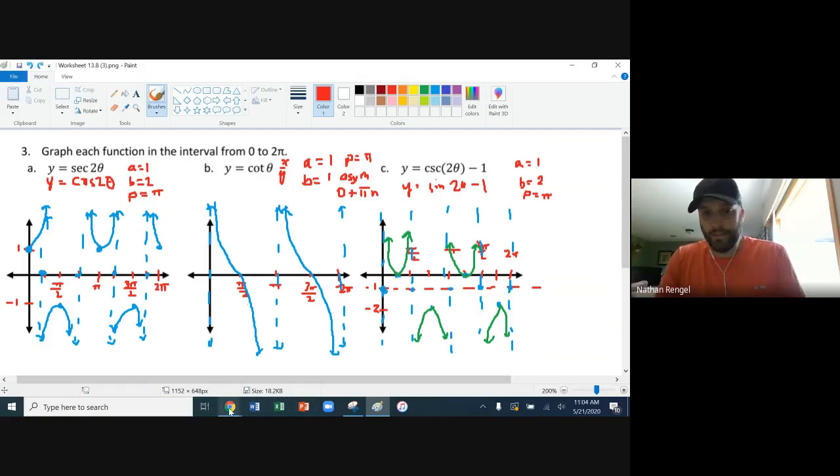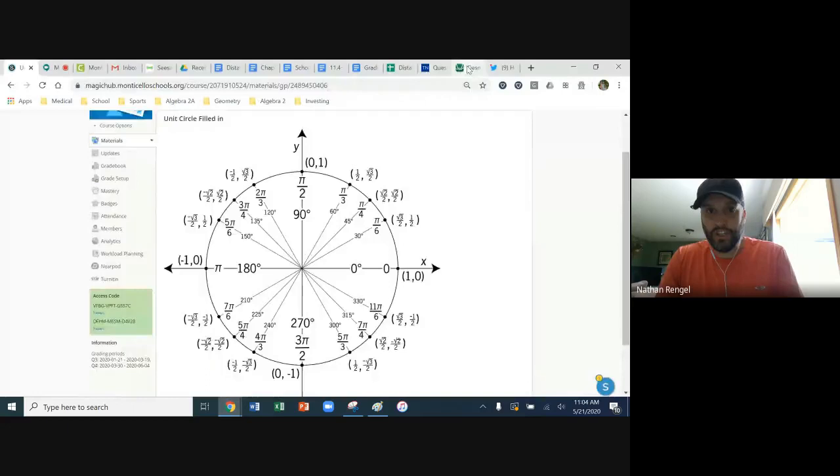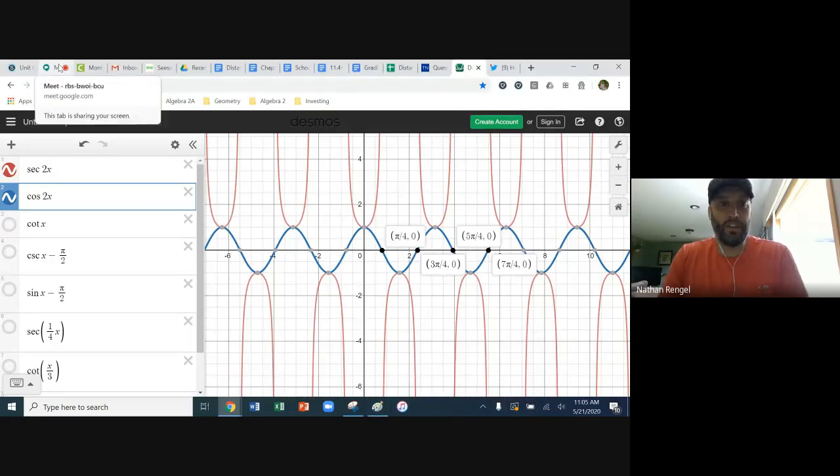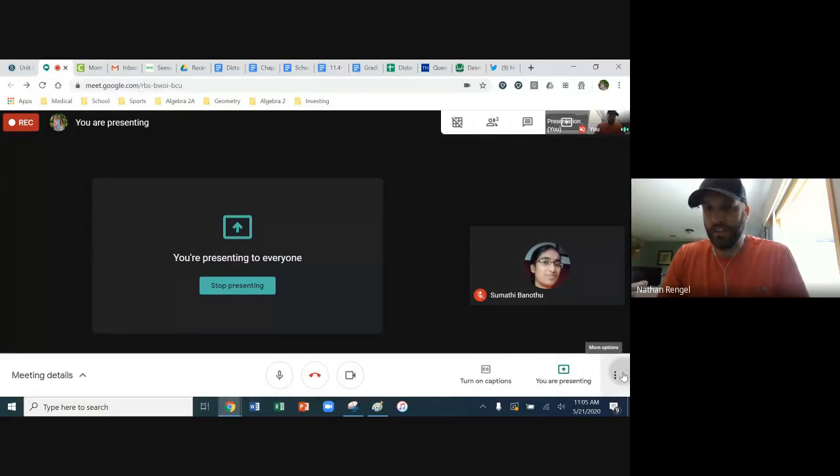All right, hopefully that helps with graphing. Also recall you can use Desmos. Desmos is a very nice tool to use, very clean. So you can kind of see a picture of it as you're practicing your secants, cosecants, and cotangents.